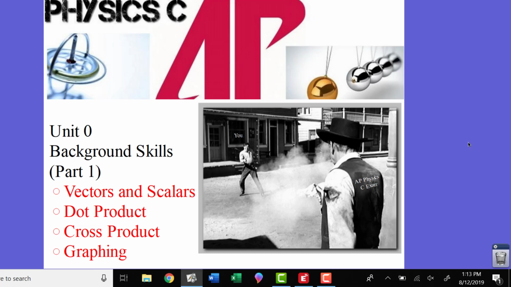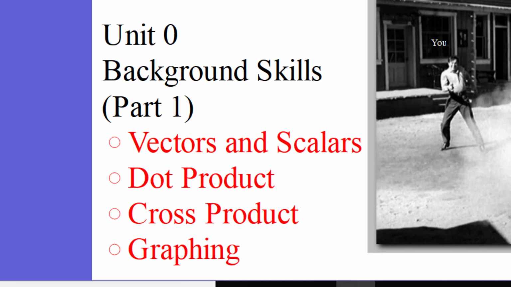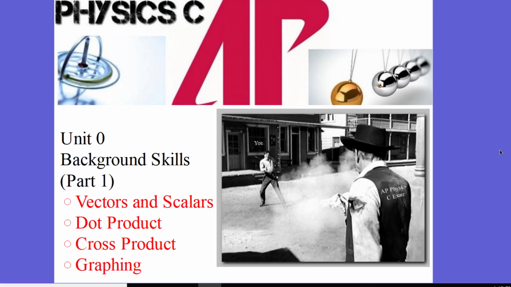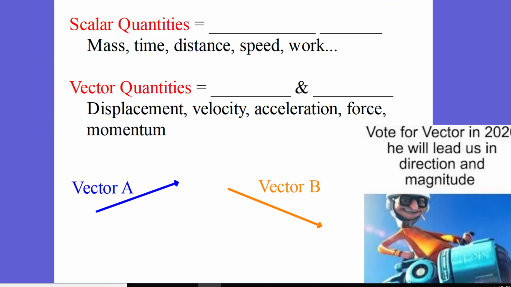Hey, this is Mr. Aiden, and this is AP Physics C, that's Calculus Mechanics, and we're going to take a look at Unit 0, which is the background skills. We're going to do Part 1 today, which is vectors and scalars, dot products, cross products, and graphing, kind of a quick overview of the background skills you will need for AP Physics C.